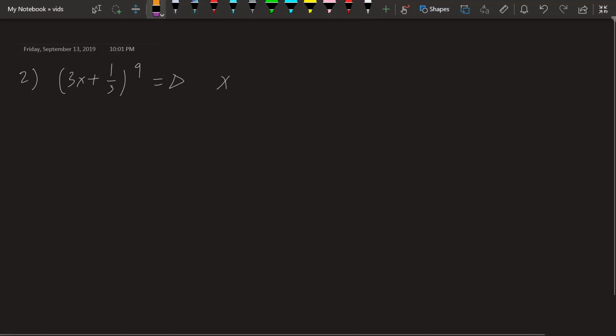Alright, so here we go. Activity number 2, page 25. We have questions 2, 3, 4, and 5 coming included into the periodic. So let's start with question 2. They're telling you have 3x plus 1 over 3 raised to the power of 9. Well, they're telling you give us the term that has x to the power of 5 in it.